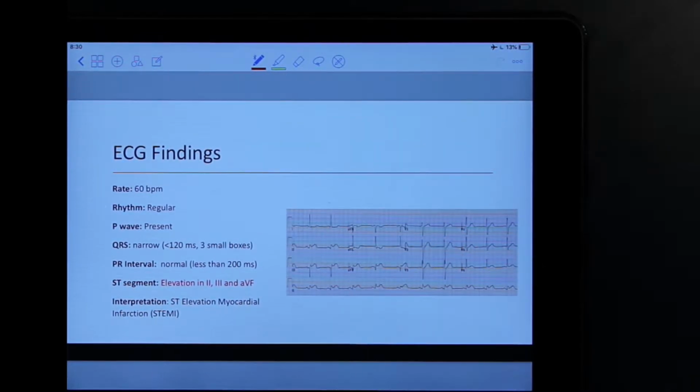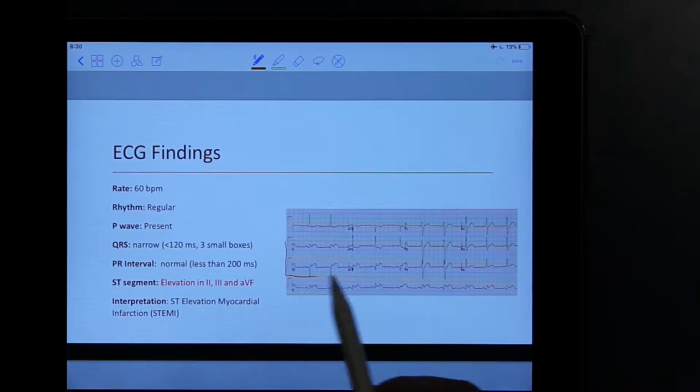So now just looking at our ECG findings, we have the rate is 60 beats per minute. The rhythm is regular. The P wave is present. The QRS is narrow and normal. This is less than 3 small boxes, which correlates with 120 milliseconds. The PR interval is normal, so less than 200 milliseconds. The ST segment, we found elevation in 2, 3, and aVF.